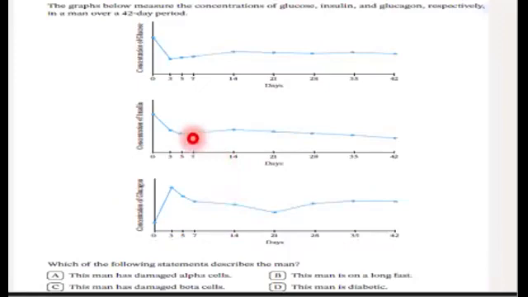The next one: a graduate fellow measured the concentration of glucose, insulin, and glucagon respectively in a man over a 42-day period. This is a chart of the concentration of glucose, here the concentration of insulin, and this is the concentration of glucagon. Which of the following illustrations describes the man? This man has damaged alpha cells. This man is on a long fast. This man has damaged beta cells. This man is diabetic.